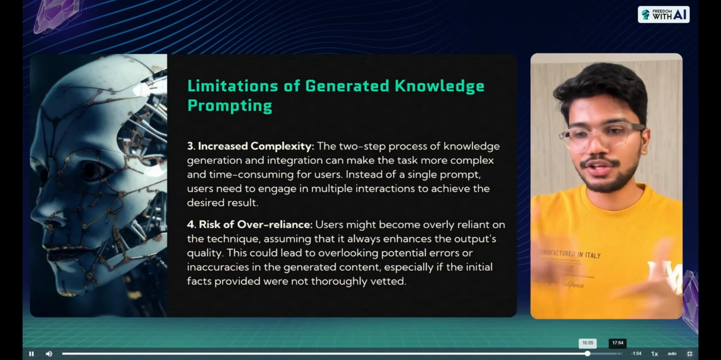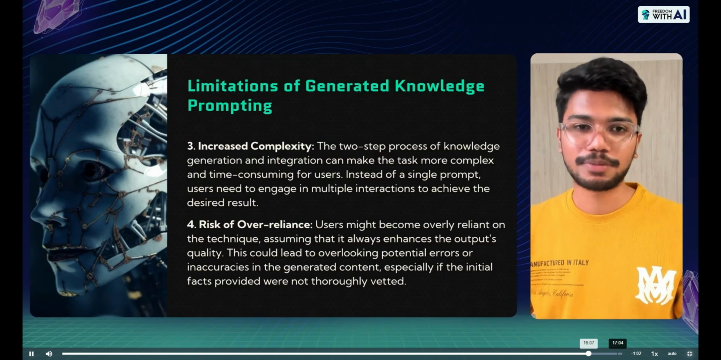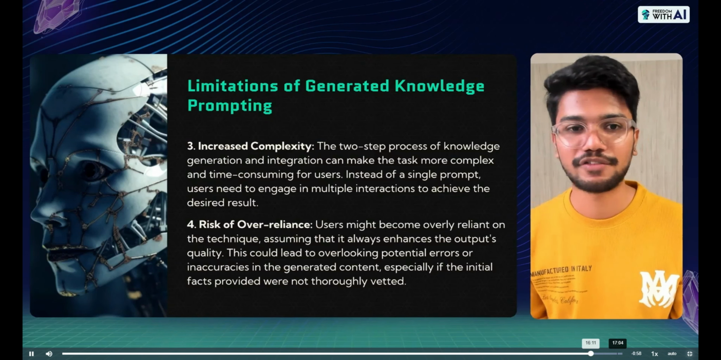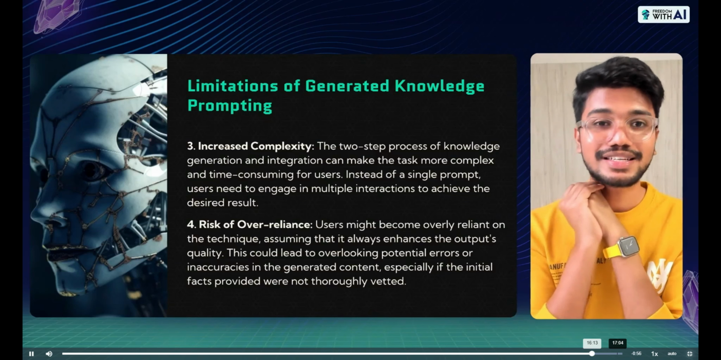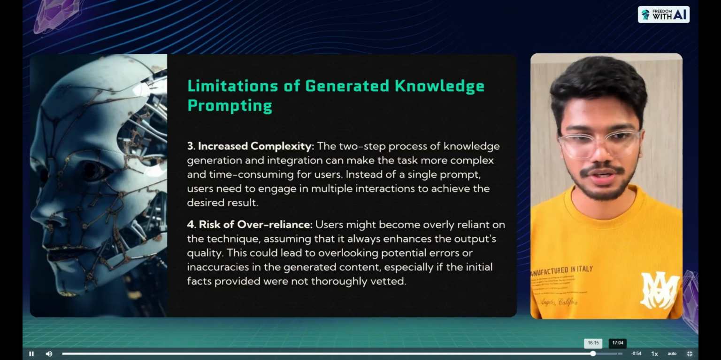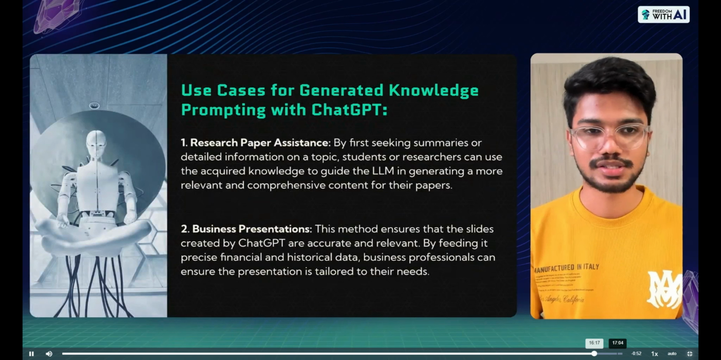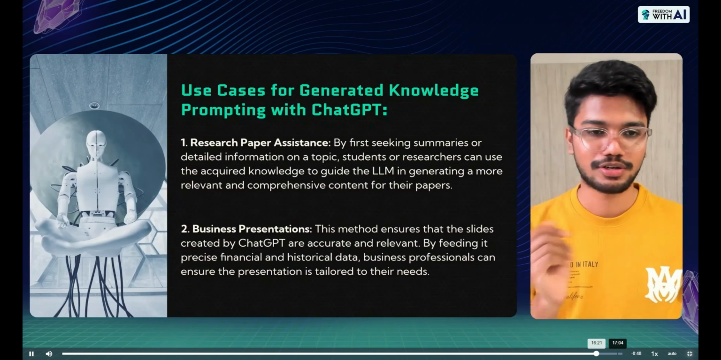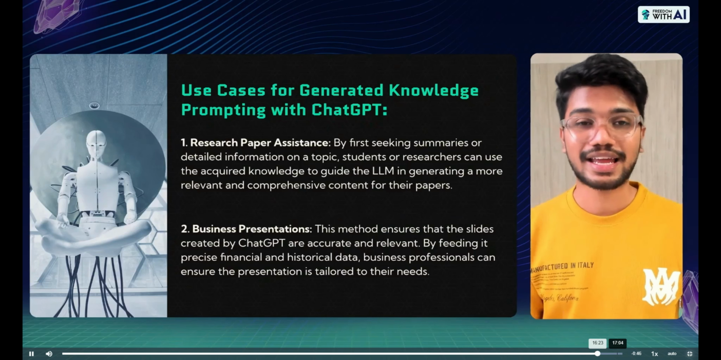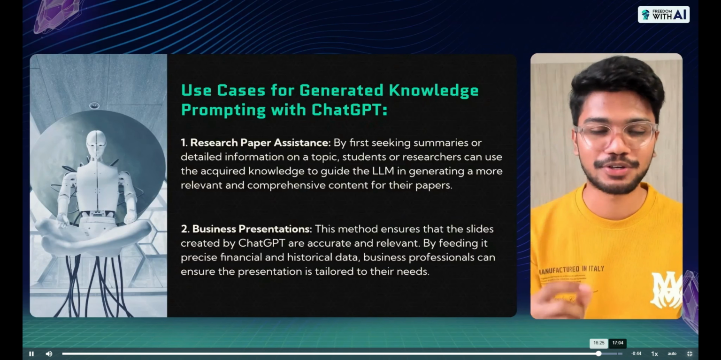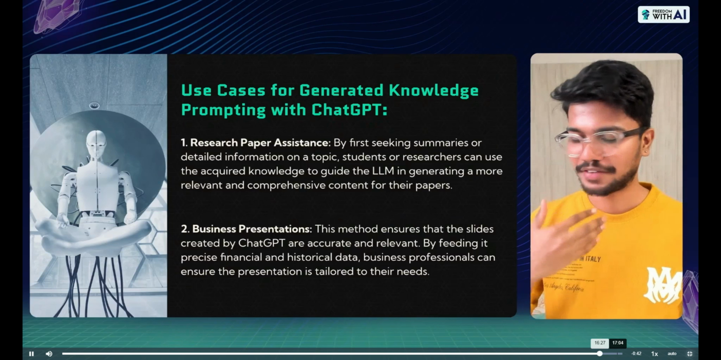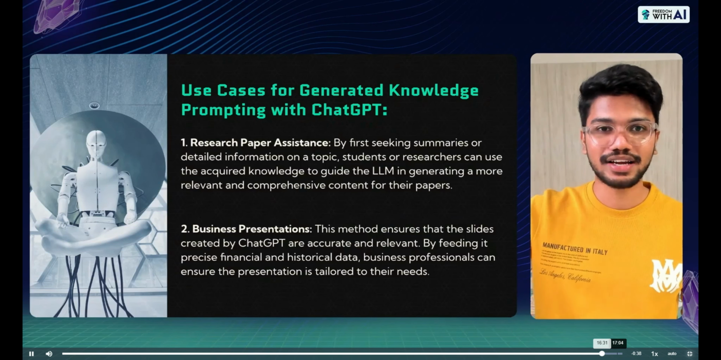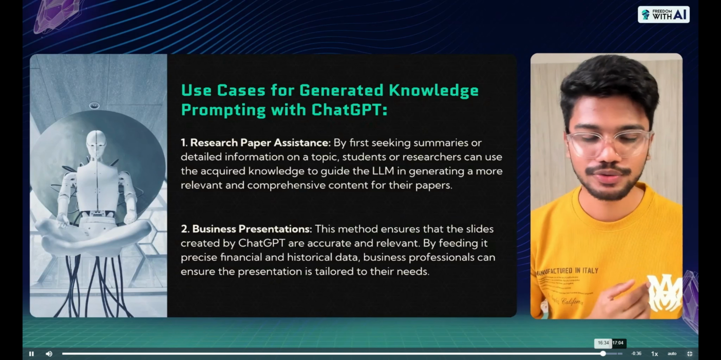You are going to figure this out over the next 2 to 3 months, when you use each and every technique maybe 10-15 times. So whenever there is an actual need, use it, or else don't use it. It will not yield any better results. And use cases for generated knowledge prompting with ChatGPT or any large language model, by the way: you could write research papers, whenever the knowledge is very vast and very complex.